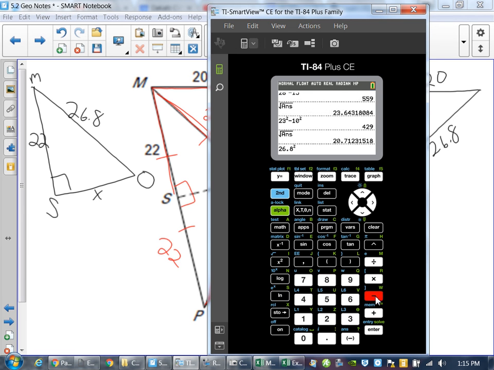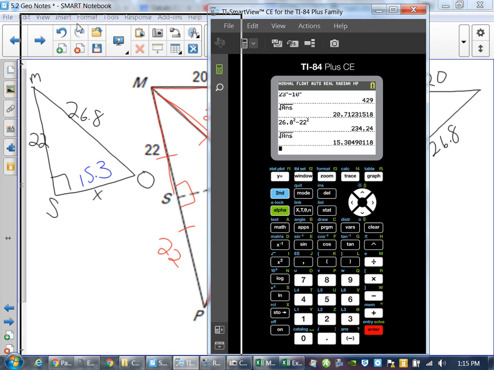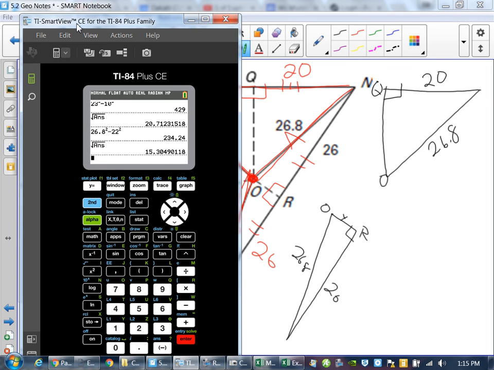26.8 squared, subtract 22 squared. Take the square root of that. You get 15.3 if you round to 2 decimal places. Good. 15.3 for that one. So you said it can't be a decimal. I said in this case it's 2 decimals. Otherwise I think the calculator just would have left it at whatever your answer was at that point.